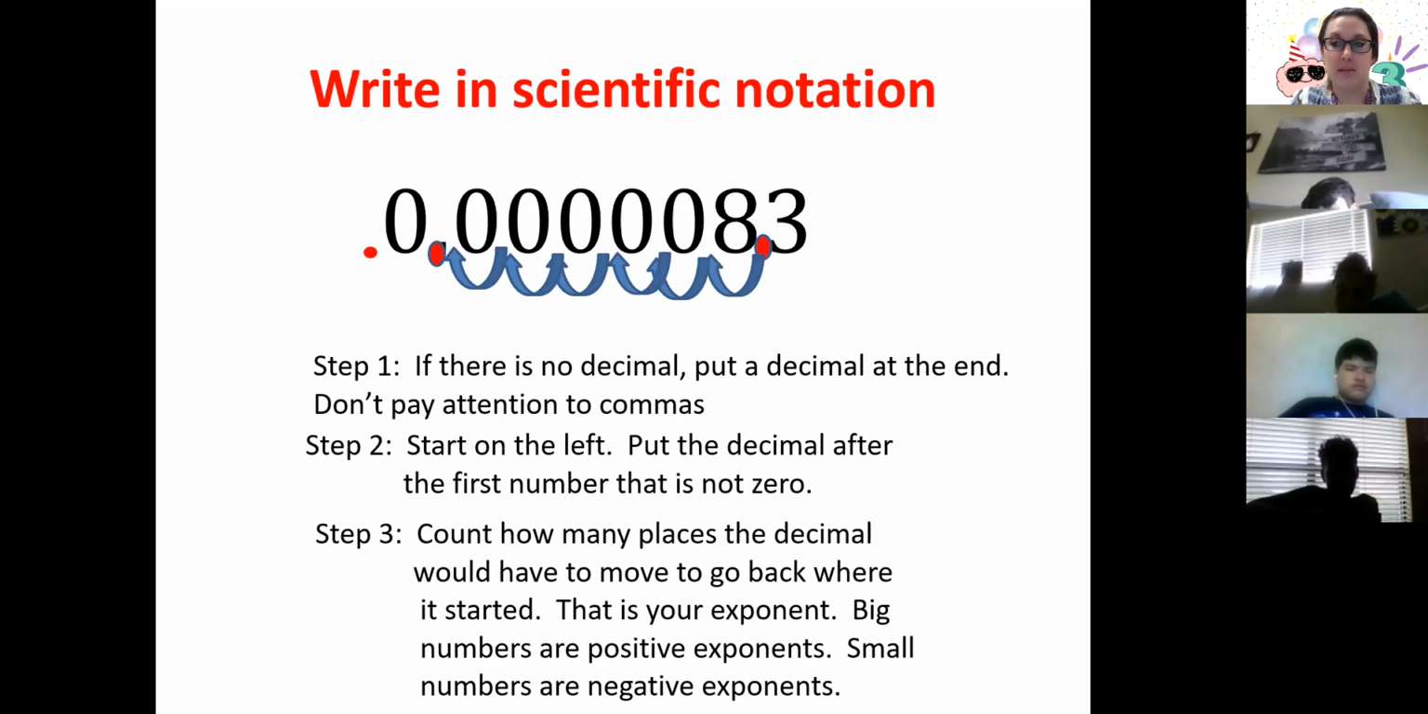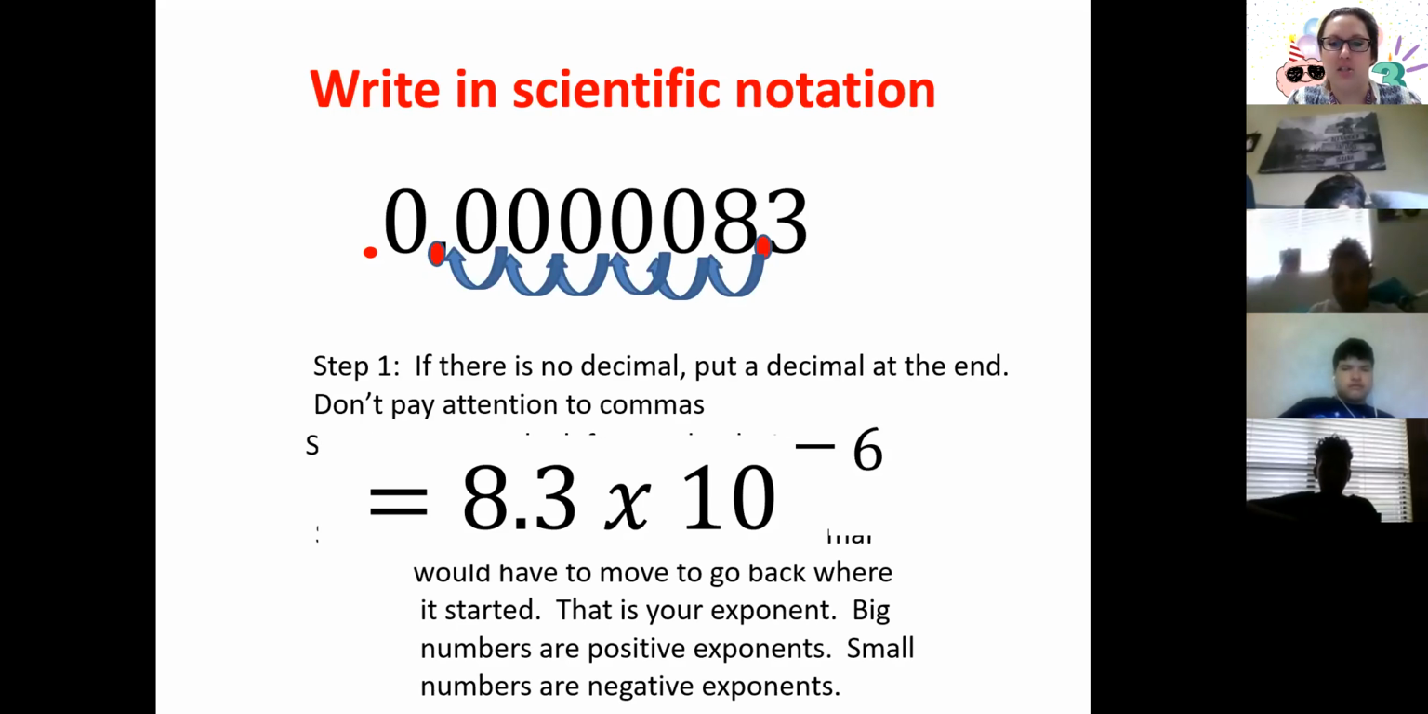Now, because this is a small number, you kind of have to stop and think about it and say, okay, this is a small number. My exponent should be negative. So your answer is 8.3 times 10 to the negative 6th. Okay, don't put positive 6, you're going to get it wrong.